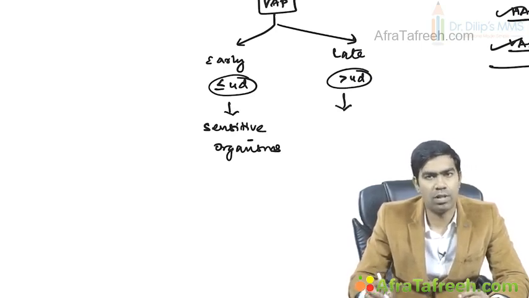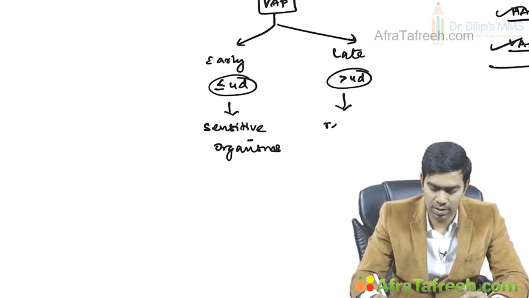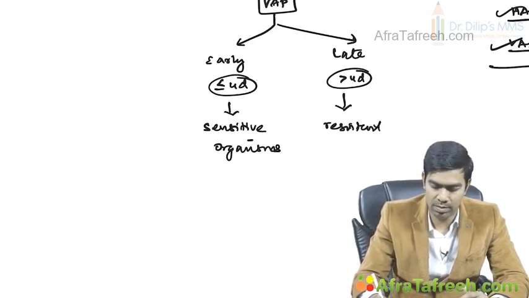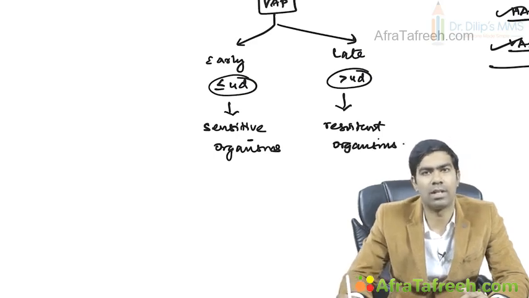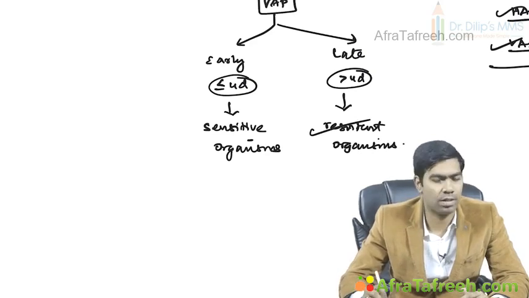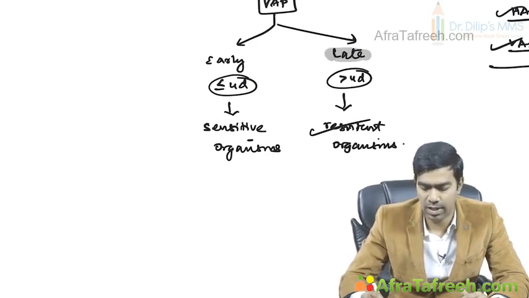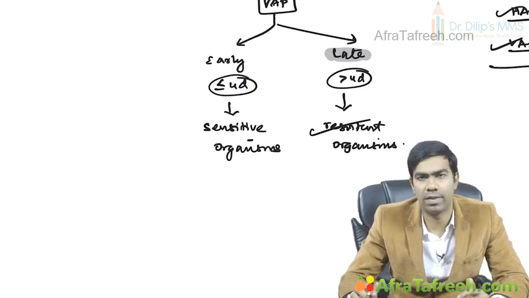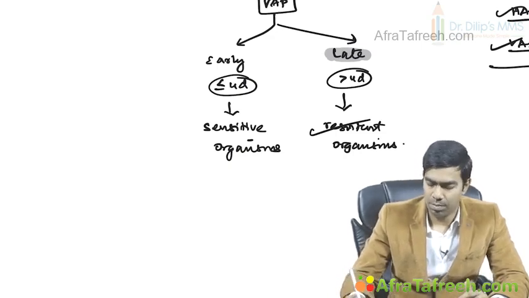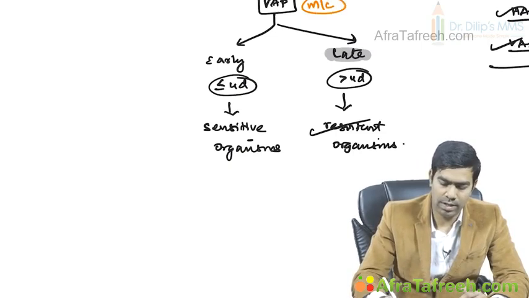Whereas after more than 4 days, late VAP is associated with a higher incidence of resistant organisms like MRSA, Pseudomonas, Klebsiella, Acinetobacter. A lot of resistant organisms will be there, especially in late VAP. So this is the importance of the timing of ventilator-associated pneumonia. But what is the most common cause of ventilator-associated pneumonia?